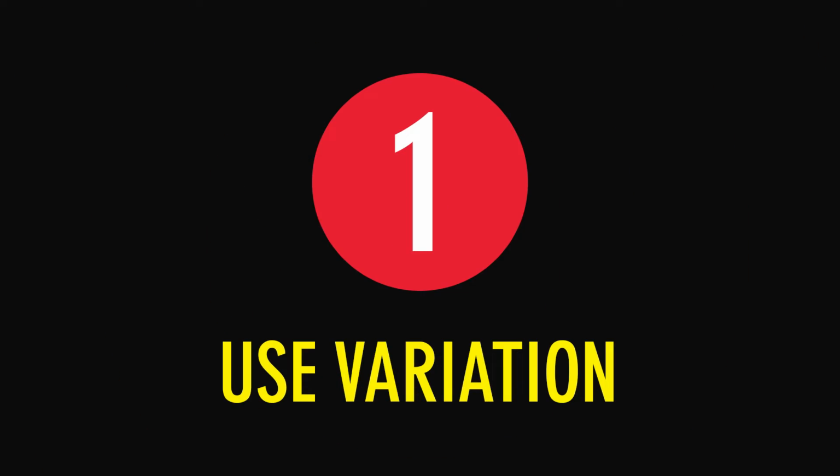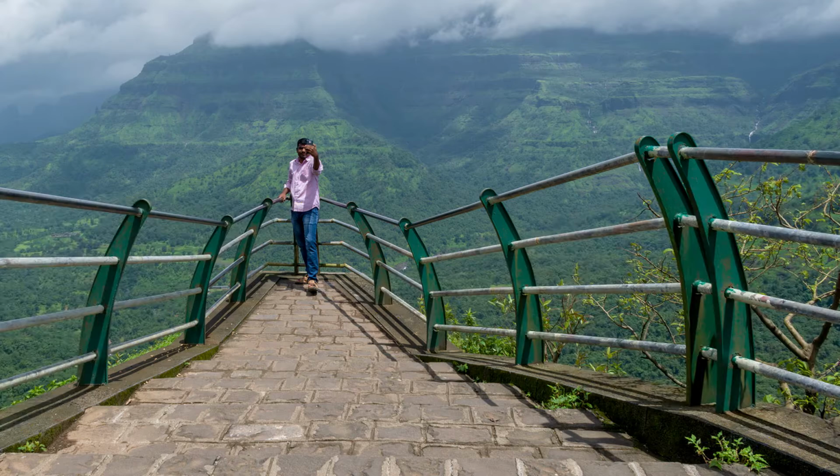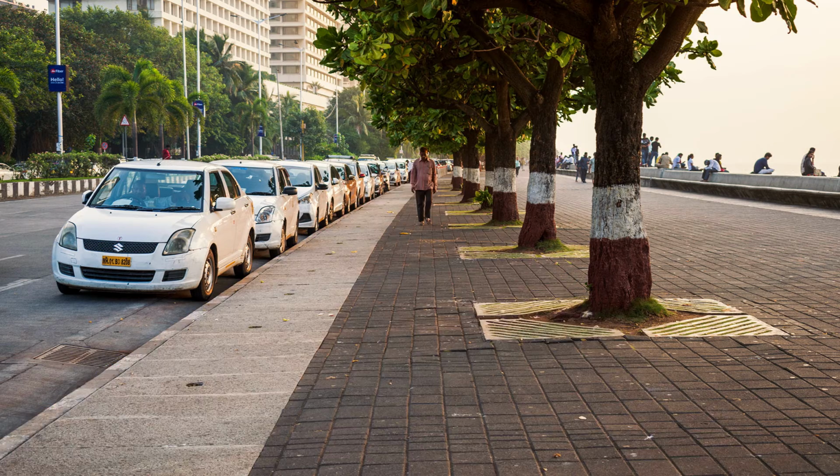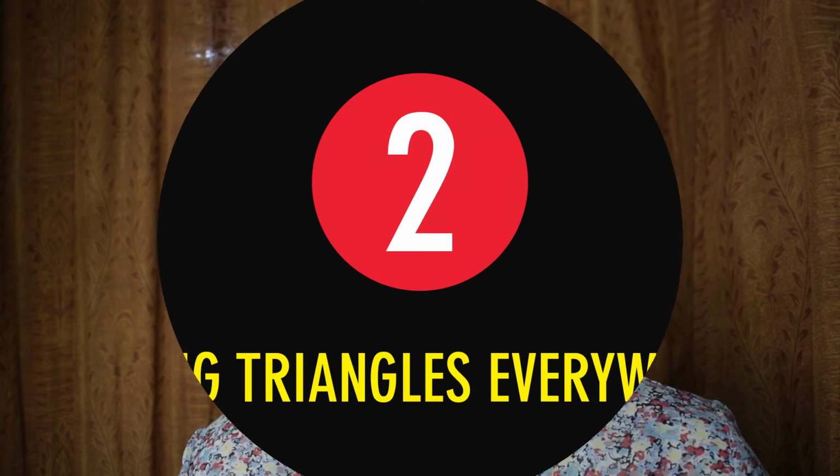Here are a few tips on how you can create beautiful triangle compositions in your photography. Triangles are of various shapes and forms. To add variety to your photos, include different triangle sizes, types, and orientations. This will also help you in developing an eye for the shape.